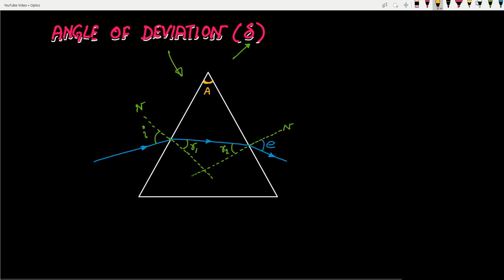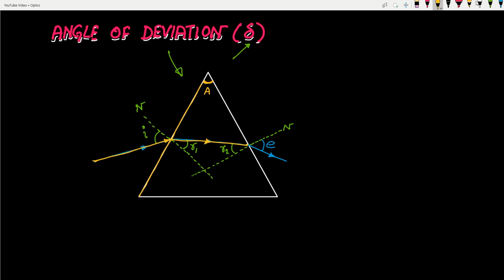As you can see, this is the incident ray, and it fell on the first refracting surface. Okay, so this is the first refracting surface, as you can see. Now after the refraction it moves in this way. As you know, the prism is made up of material that is optically denser than air, therefore the rays move towards the normal, as you can see.